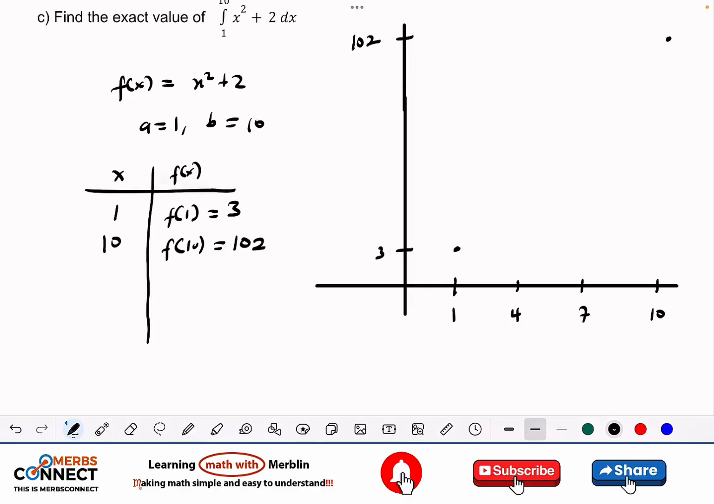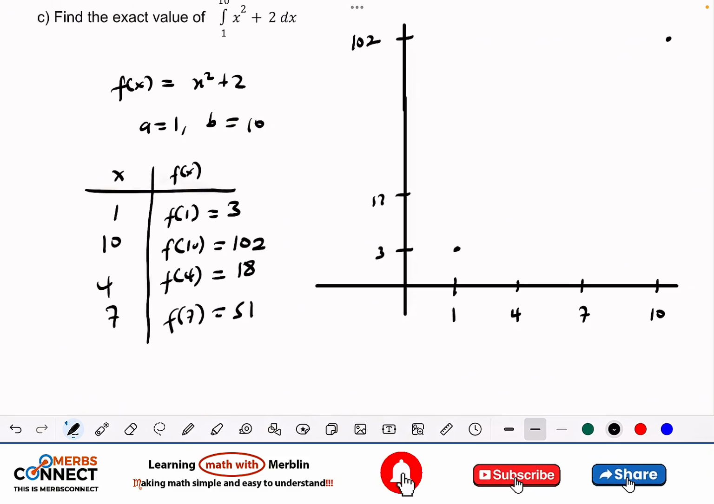So now we need to look for f of 4 and f of 7. When I plug in 4, 4 squared is 16, so this is going to give us 18. 7 squared is 49, so this is going to give us 51. So let me assume that I have my 18 here and my 51 here. Something like this, some graph that passes through all the points, right?